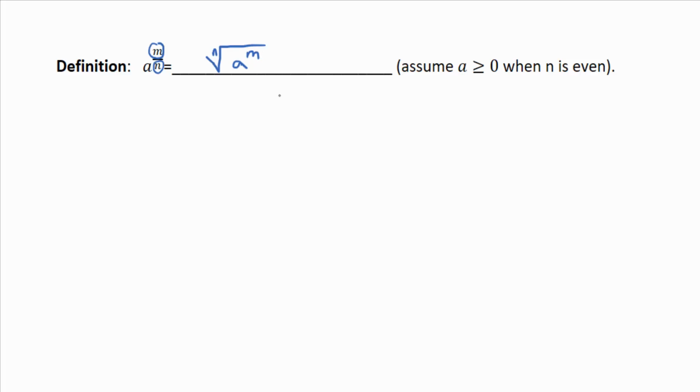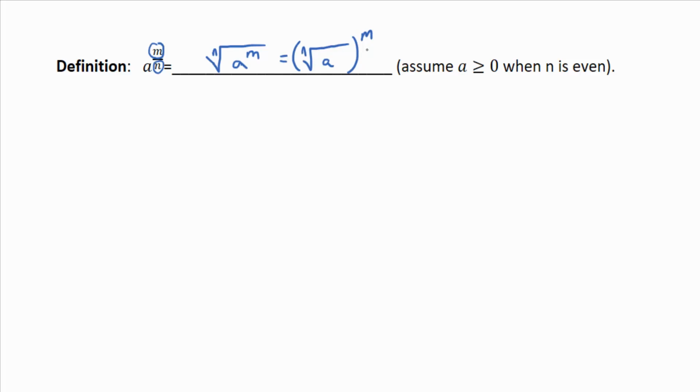However, you can write it with the m on the outside. You'll get the same number. It doesn't matter if you take roots first and then take powers, or take powers first and then roots. You get the same thing. So you could just as easily write it this way: the nth root of a, the whole thing to the m power. Bring the m on the outside.